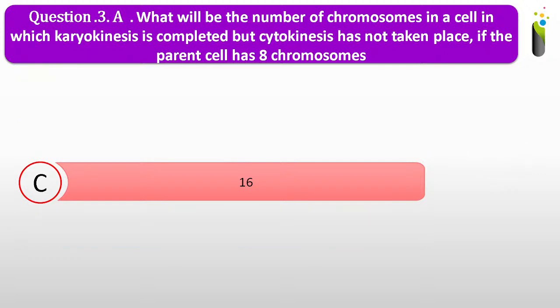So answer to this question is C. See, karyokinesis is completed. So the chromosomes have duplicated and the cell has daughter chromosomes, right? Cytokinesis is not yet done. So this means that the cell will have 8 chromosomes at one pole and 8 chromosomes at the other pole. So the number comes to 8 plus 8, that is 16. I hope you understood this.